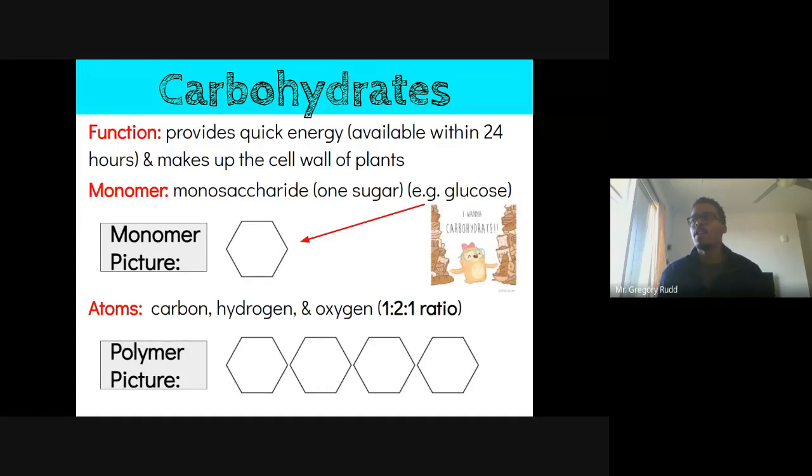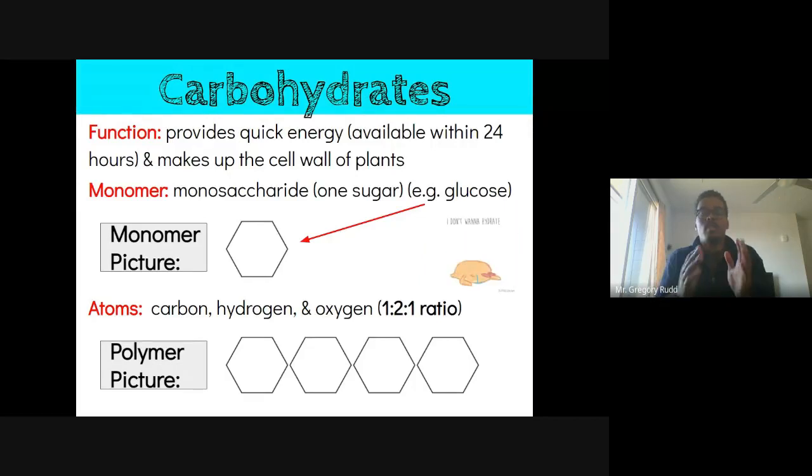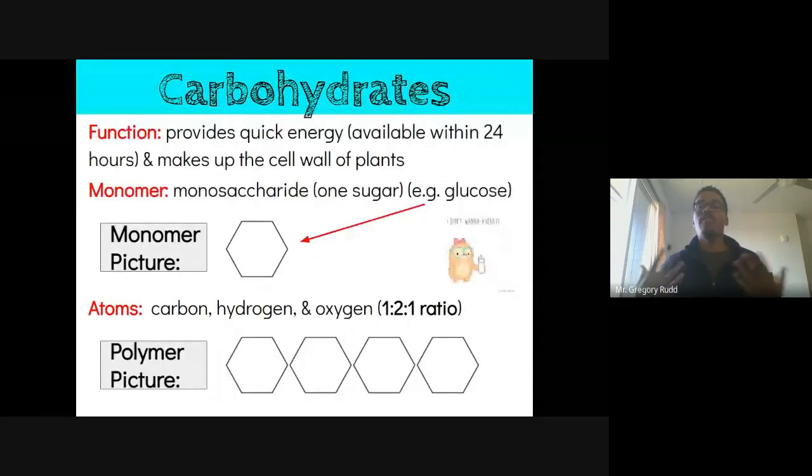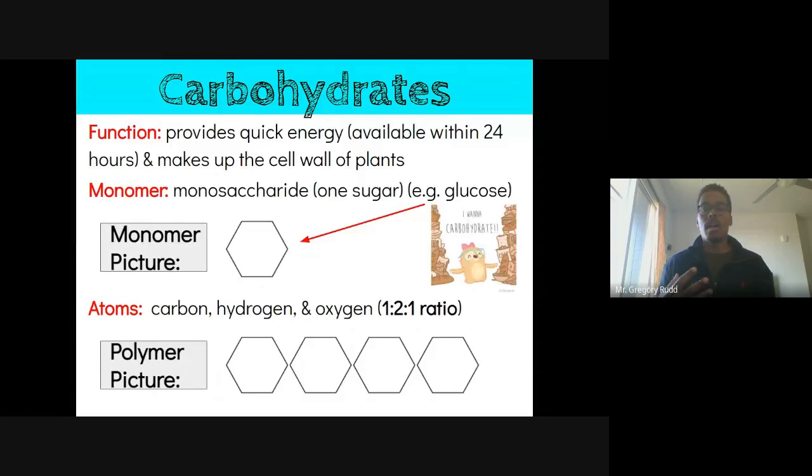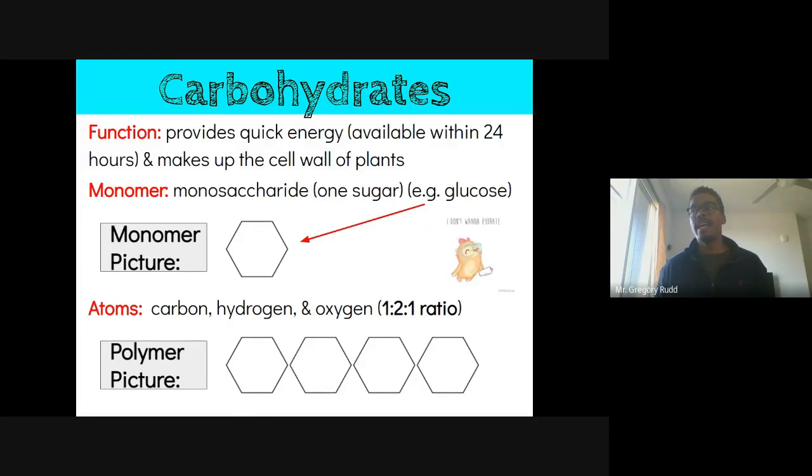So the function of carbs is that they provide quick energy. And what we mean by quick energy is short-term energy, energy that's available within the first 24 hours to be used. You don't want carbohydrates to be stored, because when they get stored, they end up being stored as lipids, aka fats, which we'll talk about in a few minutes. So when you intake and digest carbohydrates, you want to be able to use them quickly.